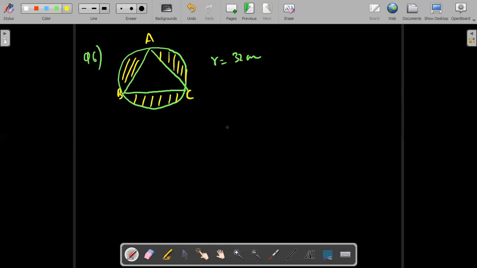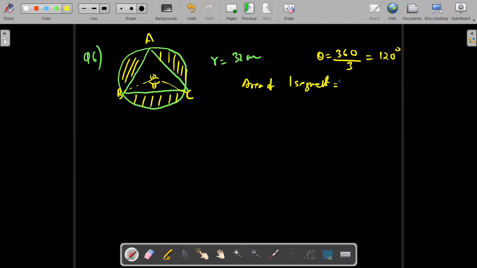The radius is given as 32. Now, what we need to do is join O to B and C. So we can easily find out this because this is an equilateral triangle, so all the sides are equal. If sides are equal, they subtend equal angles at the center. Total angle is 360. 360 divided by 3 will be 120. So that angle is 120. Now what we can do is find out the area of one segment and multiply it by 3 later.